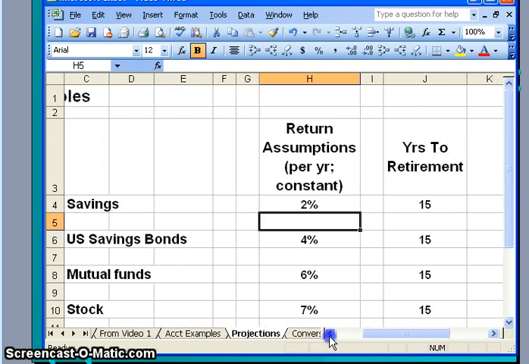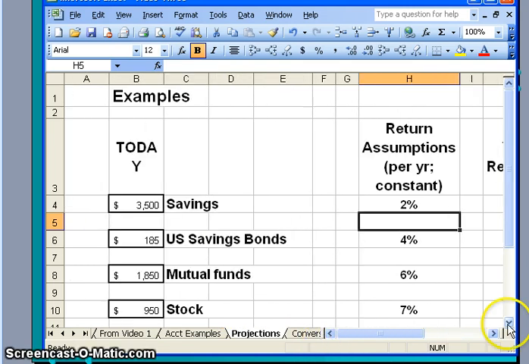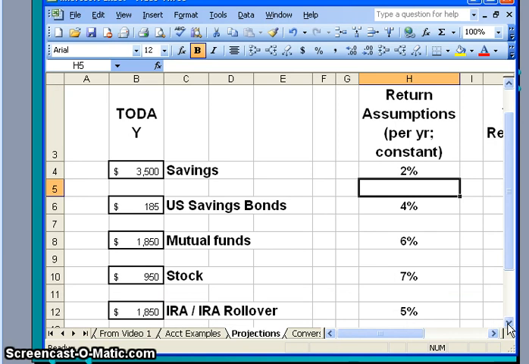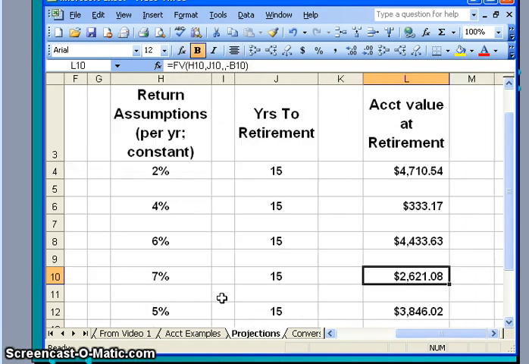If you go back, let's say we can get an average 7% return on our stock. Our stock is initially valued at $950. At a 7% return for 15 years, that'll grow to $2,600. If we get a 5% return, it'll only grow to $1,900.